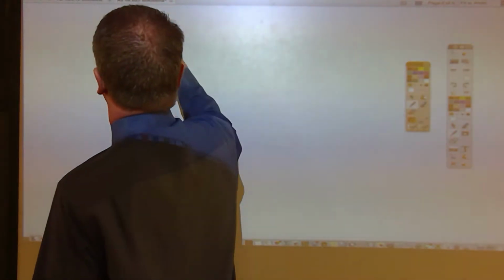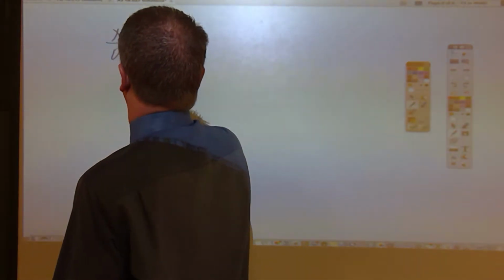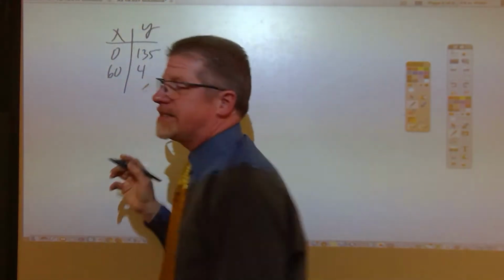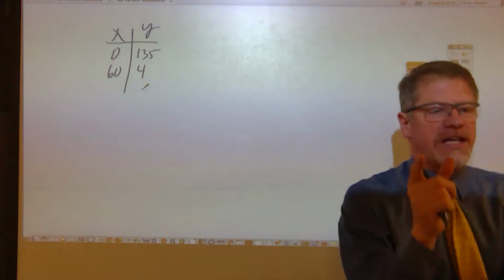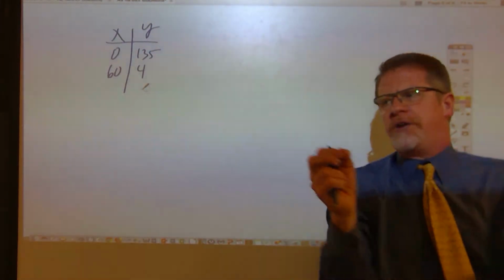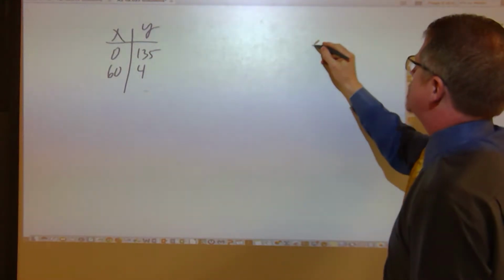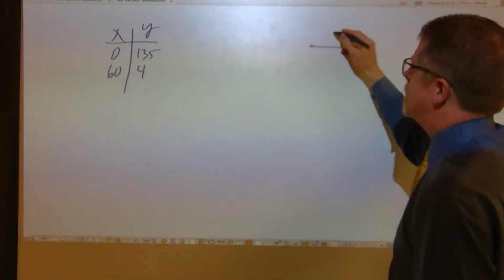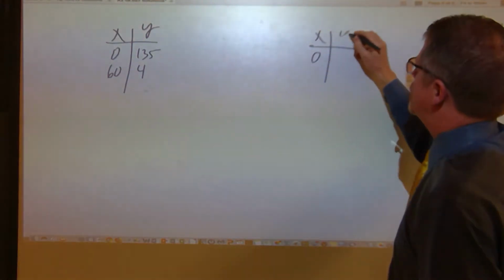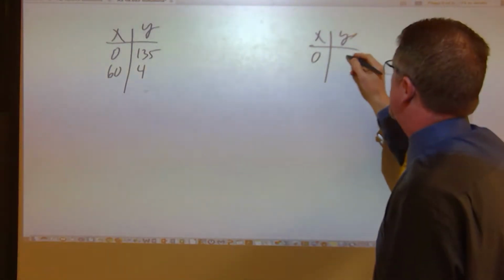Take the first point, 0, 1, 35, and 60, 4. Based on these, the first ordered pair and the last ordered pair, look at what you can do. In fact, you know what? It's going to be just like in an Algebra 1 course when they ask you to find the equation of a line that passes through 2 points.